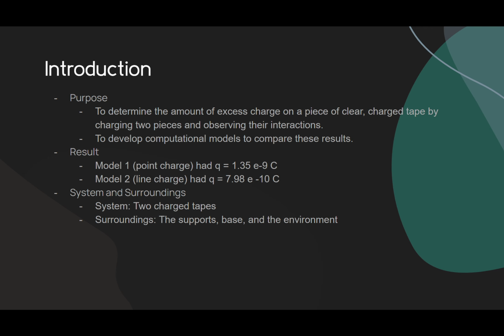In terms of results, we found that for model 1, which assumed a point charge, the charge was measured at 1.35 times 10 to the negative 9 coulombs. For model 2, which assumed a line charge, the charge was smaller, measured at 7.89 times 10 to the negative 10 coulombs. The system in this experiment consisted of two charge tapes, while the surroundings included the supports, the base, and the environment.